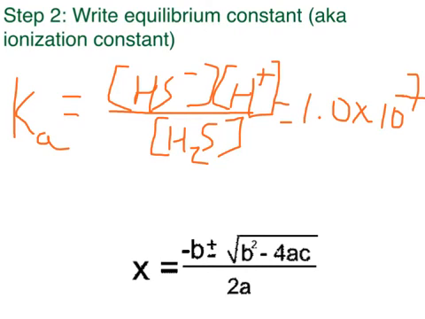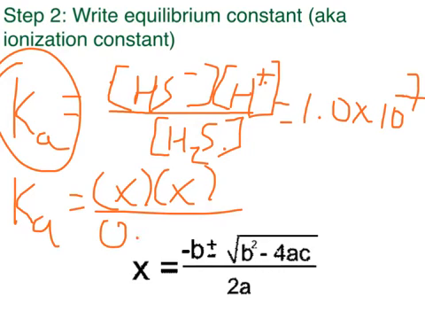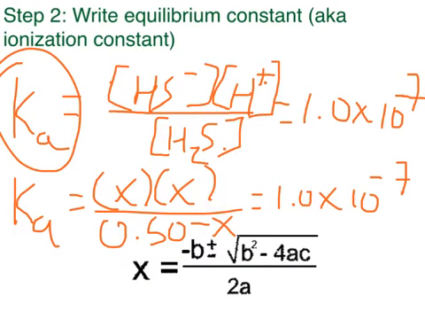Okay? So what we're going to do now is substitute our values, because remember, this is an equilibrium constant, which means we're going to substitute the values of these concentrations at equilibrium. So you plug in the values, and this is what you'd get. And of course that would be equal to 1.0 times 10 to the negative 7.